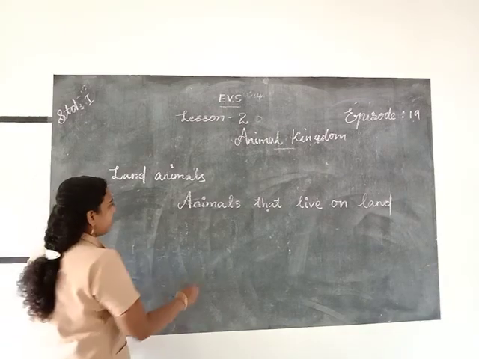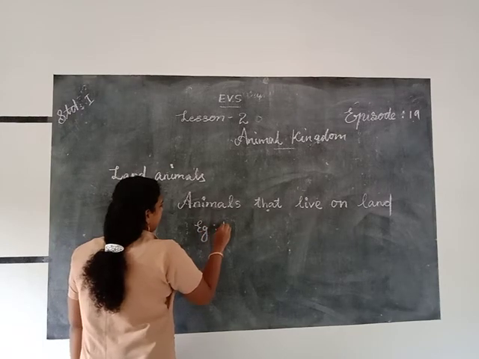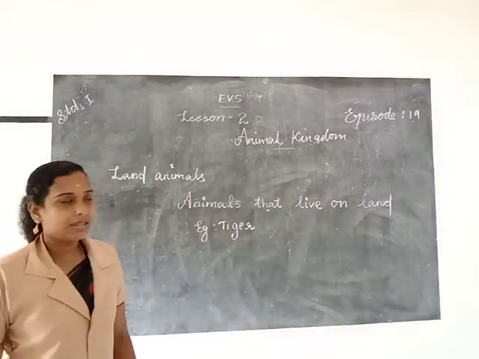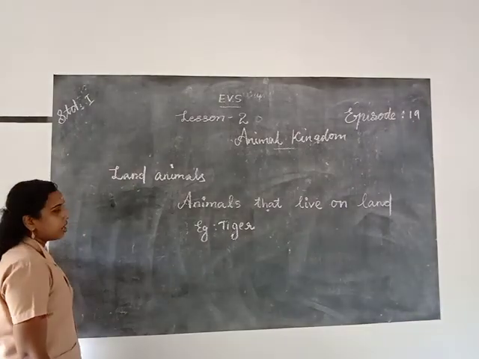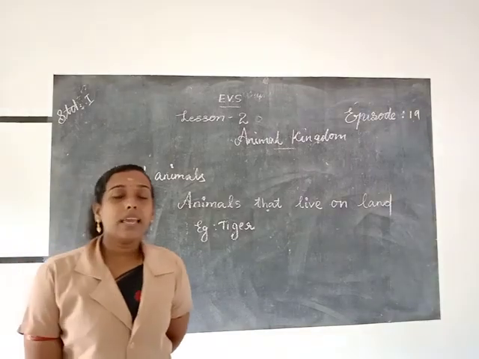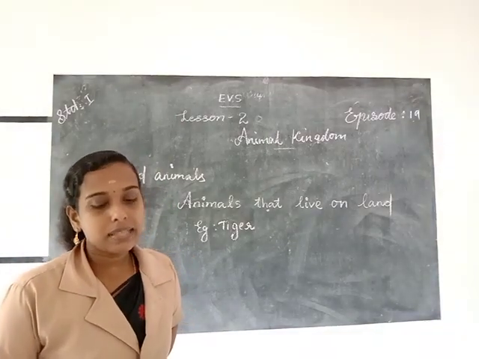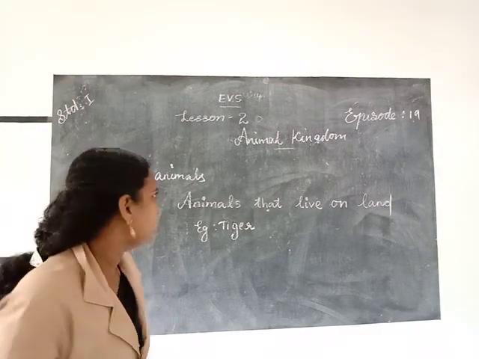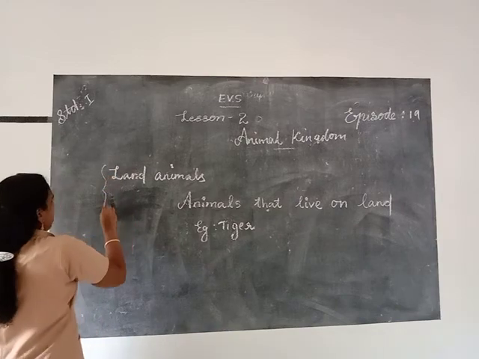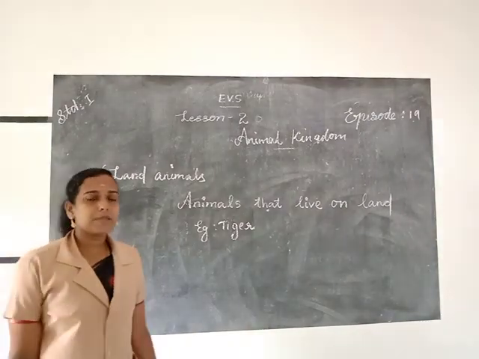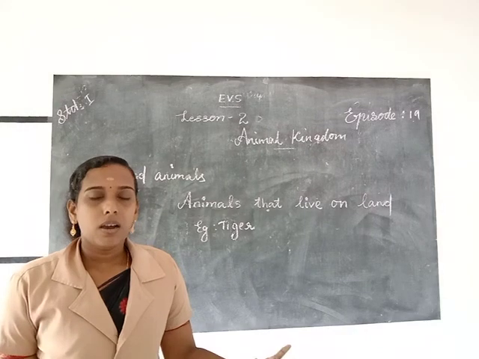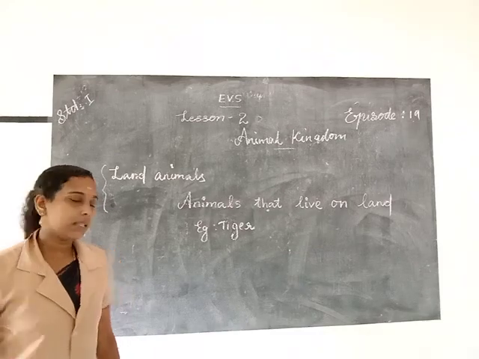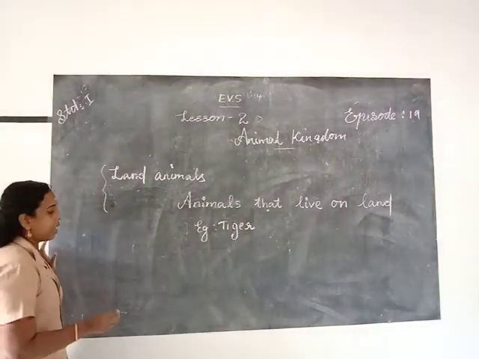Okay. So example, tiger, T-I-G-E-R, tiger. Okay. Then the next one, animals that live on water. The animals that live in water are called aquatic animals. Okay. So you just studied the definition of land animals. Aquatic animals means the animals that live in water. Example, fishes. So let's see the spelling of aquatic animals.